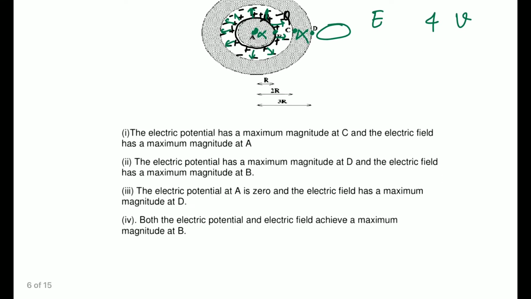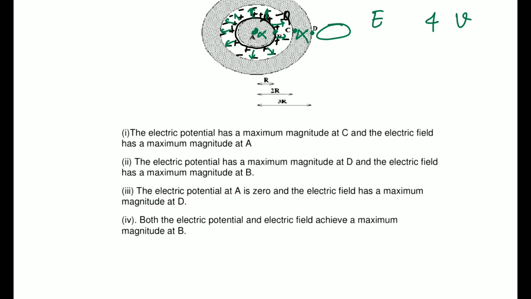Let's look at our options. The electric potential has maximum magnitude at C: no, that's wrong. The electric potential has maximum magnitude at D: no, at D we will not find an electric field, so this is again wrong. The electric potential at A is 0: this is correct.